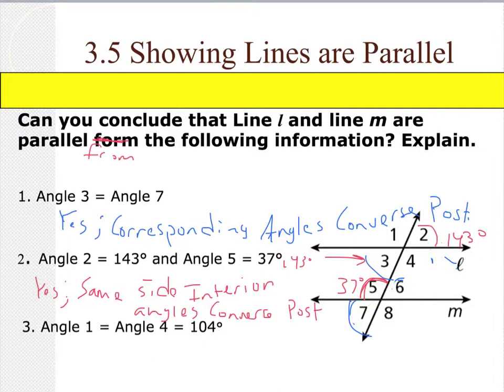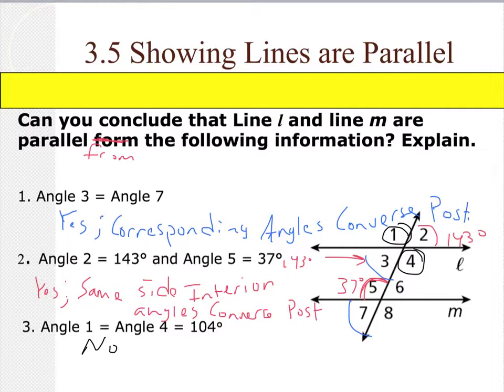Okay, so now we are going to look at number 3, angle 1 and angle 4. So I'm going to focus on angle 1 and angle 4. It says angle 1 is equal to angle 4, which is 104 degrees. Now, thinking about our converse postulates, do we have a converse postulate that allows us to know that these two lines, L and M, are parallel? And the answer to this is no.